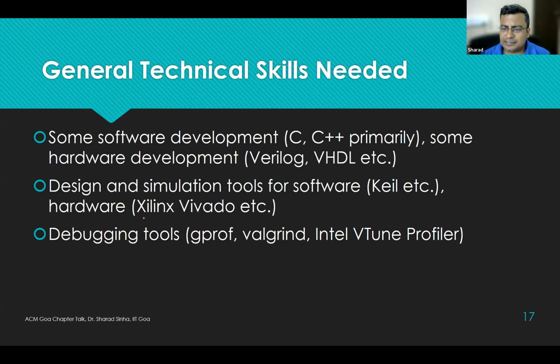Then some general technical skills that are needed are related to some software development experience in C++ primarily, and some hardware development in Verilog, VHDL, etc. One should be comfortable with design and simulation tools, for software like Keil, which is especially for ARM processors, but you have other tools as well, and Xilinx Vivado for hardware design. And then you should also be comfortable with using some debugging tools like gprof, Valgrind, Intel VTune Profiler, etc. So some software development, some hardware development, some simulation, some design and implementation, and some debugging. These five skills, if one has, then in my opinion one is ready to do some research in systems. The rest of the skills can be acquired depending on the need.